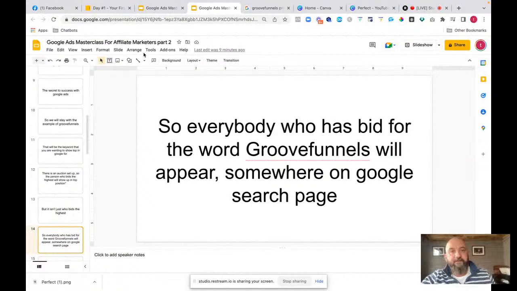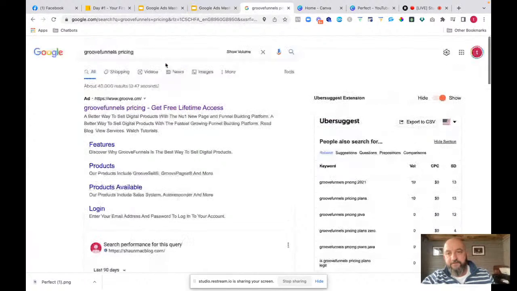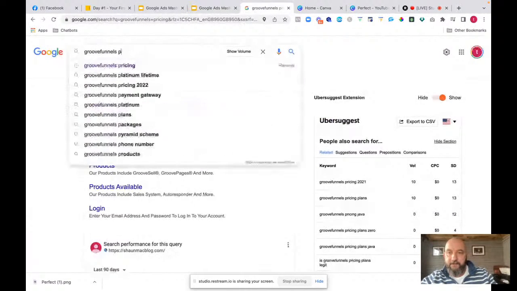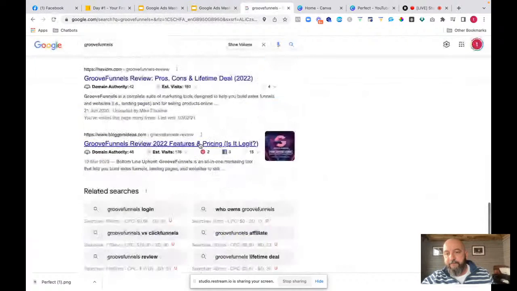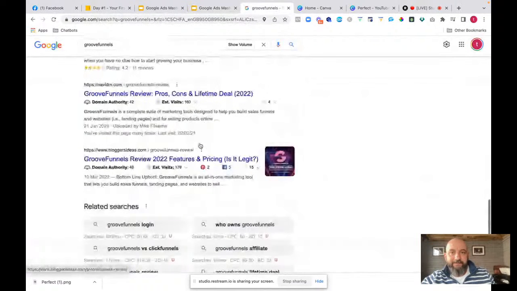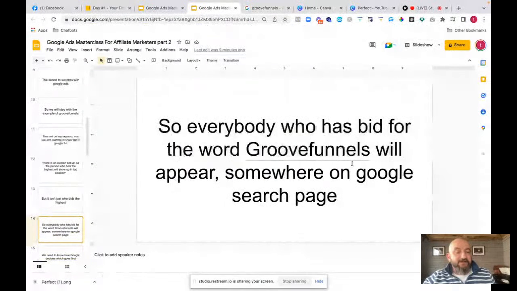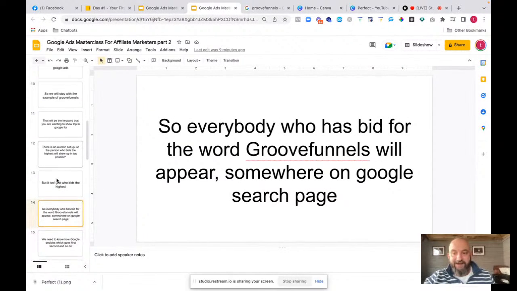So they'll all appear. So if we go down to the bottom of, not GrooveFunnels price, and we'll just go on GrooveFunnels, right? And we'll go on the bottom, and there's a good chance that there's more ads down the bottom here, which actually there isn't. So there's not that many people advertising on GrooveFunnels. So sometimes you'll find ads at the bottom of the first page of Google as well, right? Now, obviously, you want to appear at the top because the top gets significantly more clicks than anywhere else does.